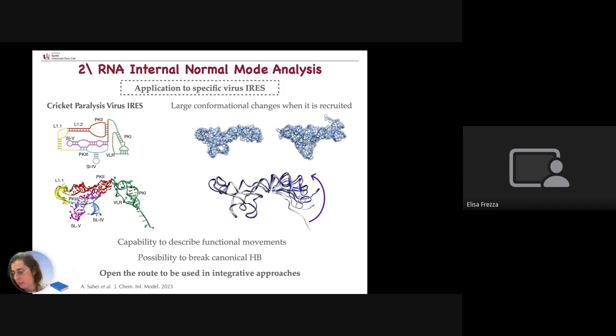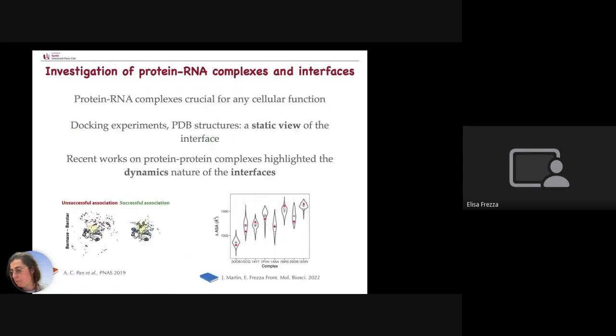So to go further, we wanted to also investigate protein-RNA complexes and interfaces. Why do we do so? Because RNA and protein-RNA complexes are also crucial for any cellular function, but until now, when we look at these systems, we look at the experiments and PDB structures, and we realize that when you look at that, we have a static view. We don't take into account the interface and the dynamics, and on the contrary, recent works, also from us, show that the interfaces are really dynamic, also for the protein, so it should be also for protein-RNA structures.